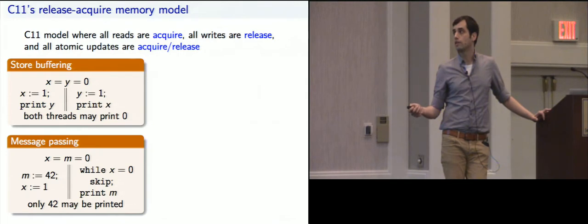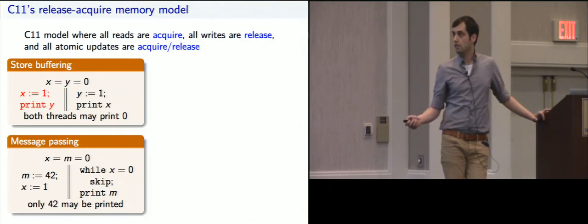So store buffering, initially everything is zero. The first thread sets X to one and then prints Y. The second thread sets Y to one and then prints X. And under a release acquire memory model, unlike sequential consistency, it may happen that both threads print zero. So when you run this program, you actually see this. One explanation, perhaps, is that these two commands, since those are different locations, can be reordered by the compiler or by the hardware, and then we can see this behavior.